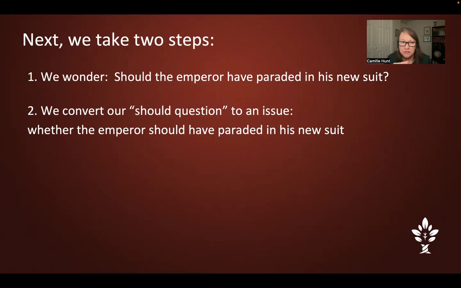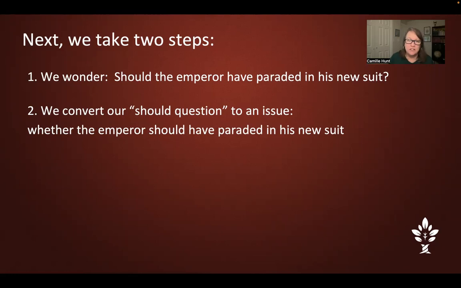So we go from a question with a capital letter and a question mark to this issue, which is just a clause, a dependent clause. So it doesn't have a capital letter or any end marks. The whole sentence would be, we are wondering whether the emperor should have paraded in his new suit. But you see that subject's not there. So this is how we write it.